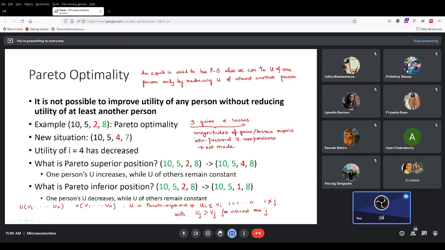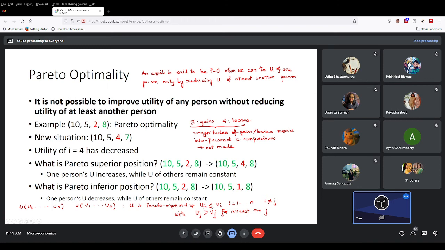See whether it is satisfied. 10, 10, is this condition satisfied? Yeah, it is satisfied as an equality, ui is equal to vi. 5, 5, again u2 is equal to v2. So this is satisfied. Come to the third person.